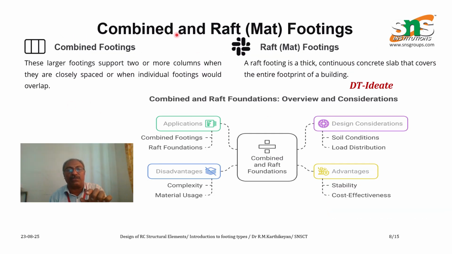Combined or raft footings. A combined footing is larger: two columns are constructed together on one footing because of the overlapping of their footings. Raft footing is a continuous slab footing covering the basement or the whole footing area. For example, in a shopping complex, the car parking is all raft footing.